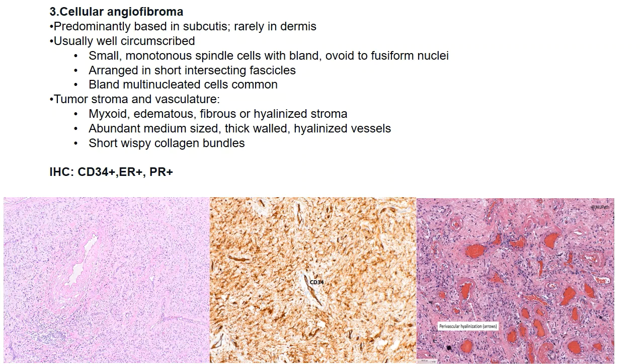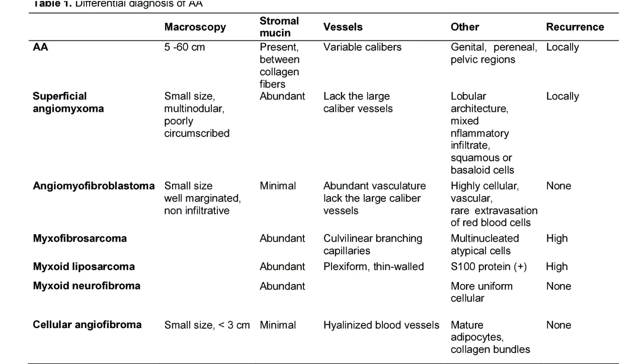The tumor cells are positive for CD34, as you can see in the middle picture. They are also ER positive and PR positive. This table contains all the differential diagnoses along with the morphological characteristics, and also includes entities like myxofibrosarcoma, myxoid liposarcoma, myxoid neurofibroma, and cellular angiofibroma, which I have discussed earlier in detail.